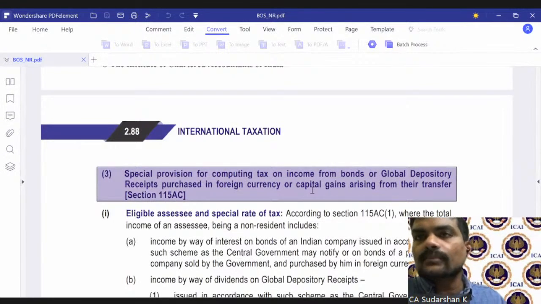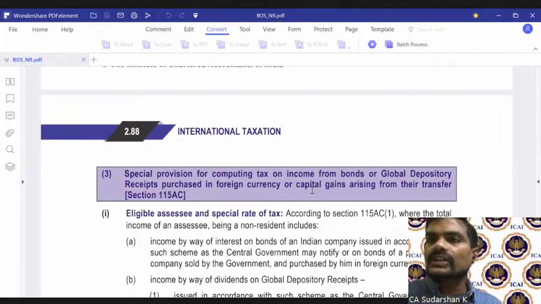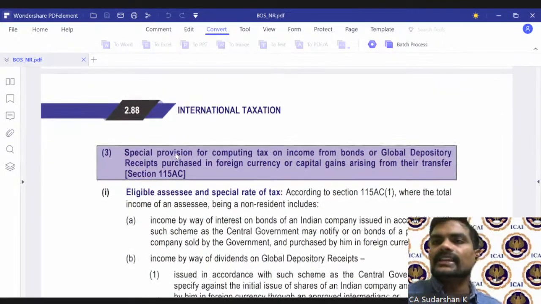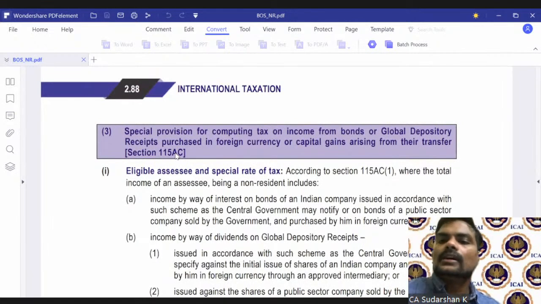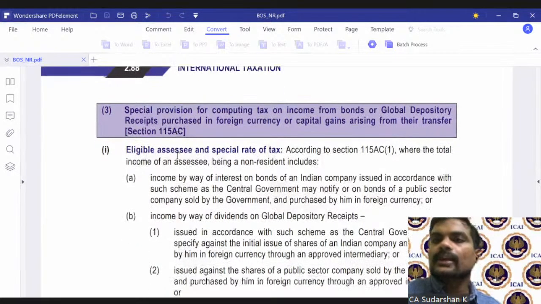The mechanism, just how we saw in 115A, equally applies for 115AB, 115AC, 115AD. Maybe the rates alone will be different, and the recipients. So for 115A, it is interest, dividend, royalty, FTS. 115AB, we saw, is for certain overseas financial organizations who will get certain income in India. 115AC is to promote GDR and bonds for non-residents when an Indian company issues them.